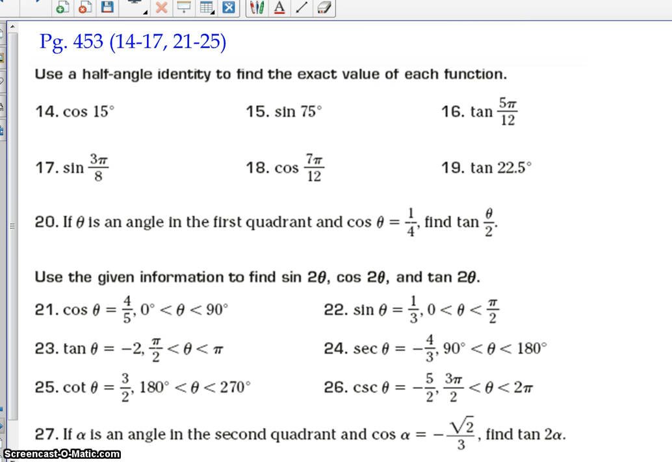Assignment for this, what I want you to work on, I want you to go through 14 through 17 and then 21 through 25. These are just good overall problems to work out and use your half angle formulas. It's really about applying the formulas. Good luck.